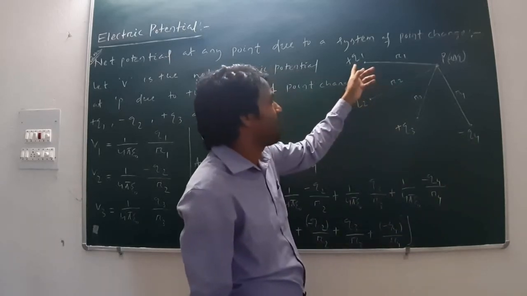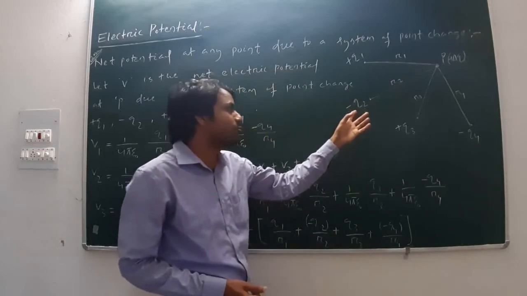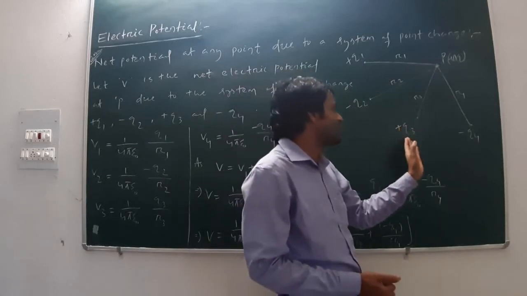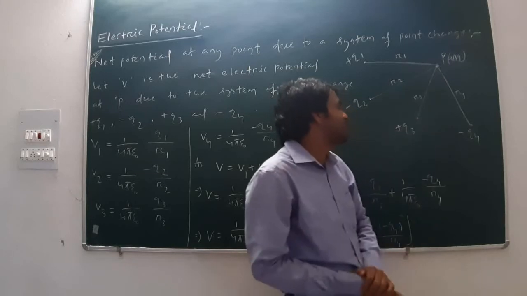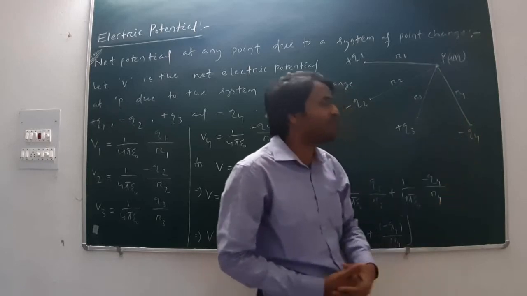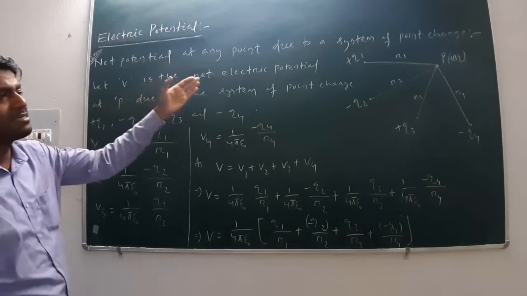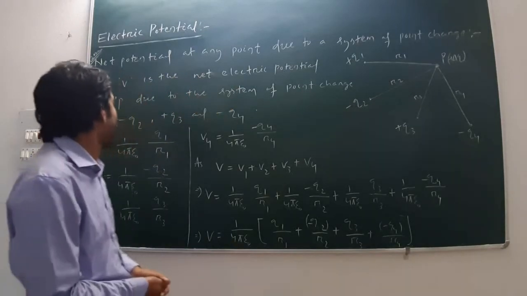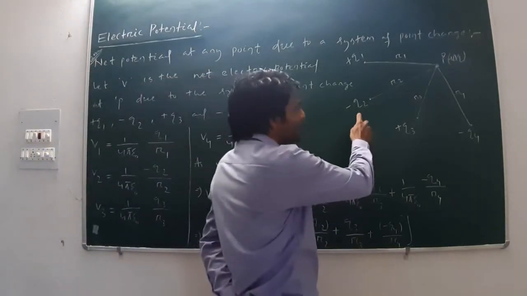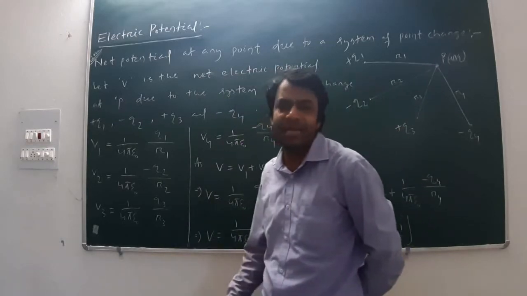The distance of plus Q1 from the point of observation is R1. The distance of the minus Q2 point charge from the point of observation is R2, and the distance of the plus Q3 point charge from the point of observation is R3. Similarly, R4 is the distance from the point of observation to the point charge minus Q4. Let V be the net electric potential, or total electric potential, at the point P due to the system of point charges plus Q1, minus Q2, plus Q3 and minus Q4. Similarly, we can also calculate for N charges.